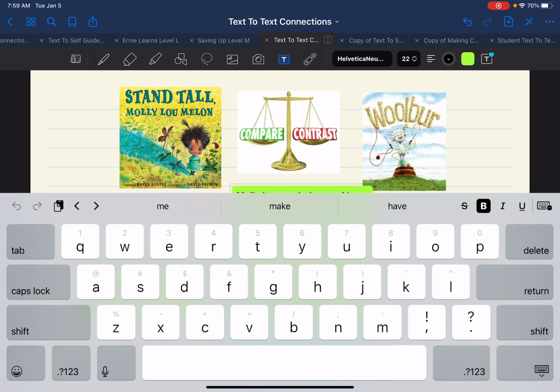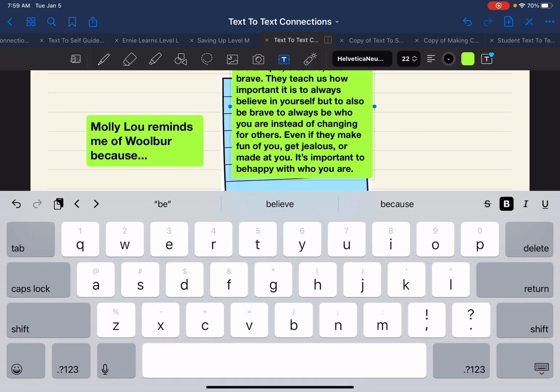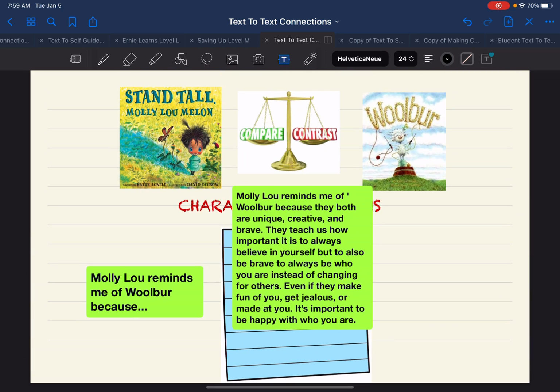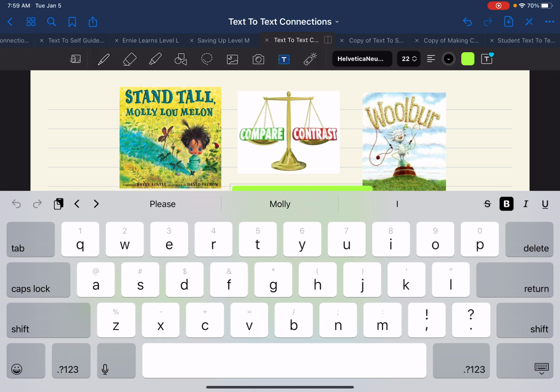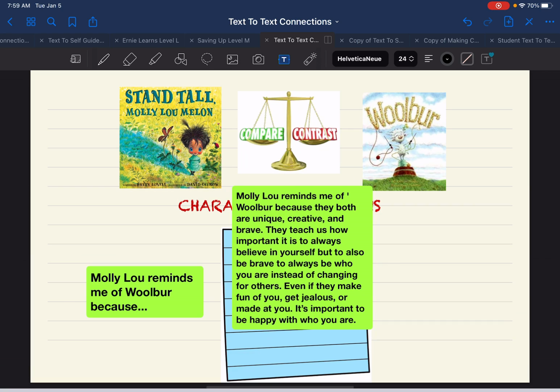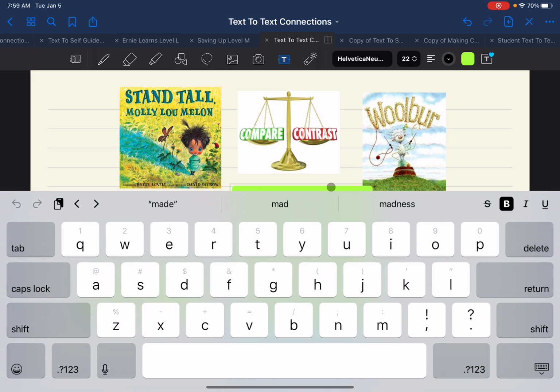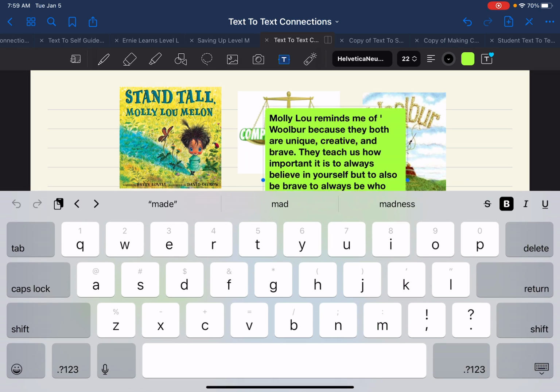To be happy with who you are and let's get off that E right there. Oh, goodness.